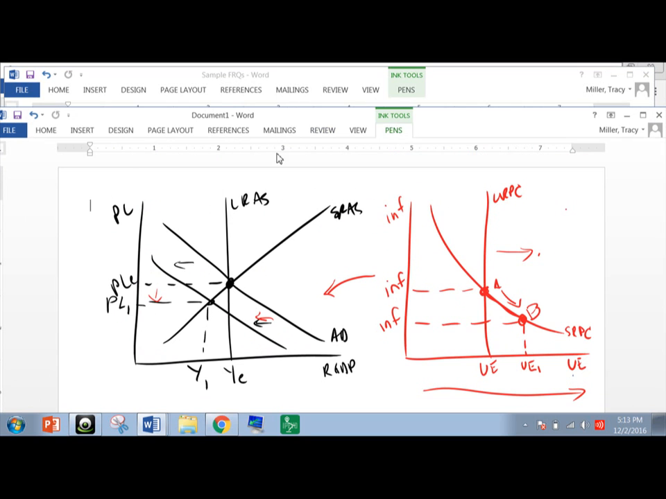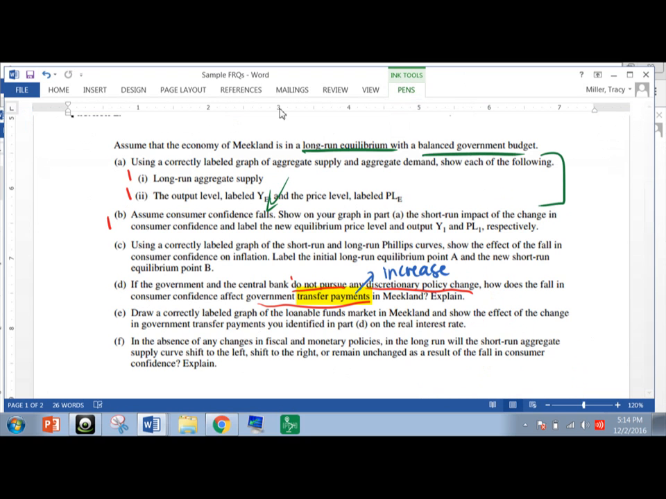So if unemployment's higher, well, first of all, people are going to be qualifying for unemployment insurance that weren't before. Maybe some people fall into a situation where their income becomes so low that they now qualify for the food stamps program or the Medicaid program or Temporary Assistance for Needy Families, which some people will refer to as welfare. So those are all transfer payments. So the transfer payments in Meekland are going to increase, and they're going to increase because there is more unemployment, and you can sort of list all those different examples that follow.